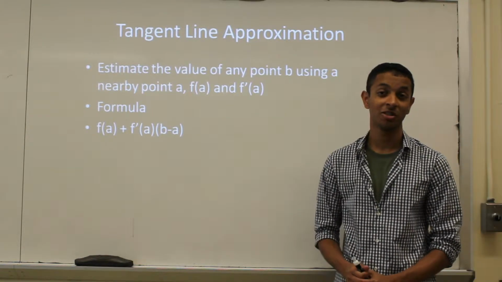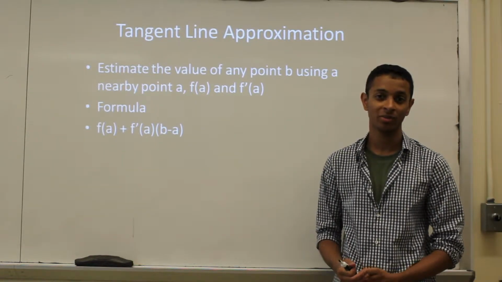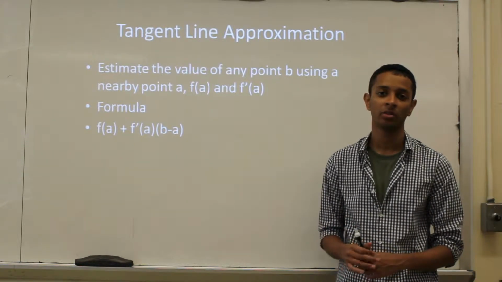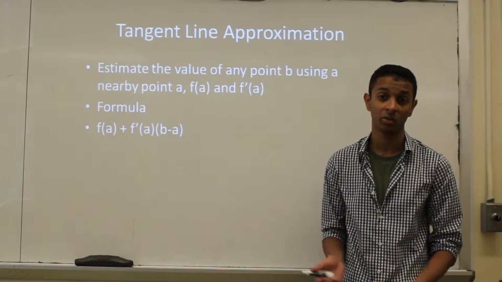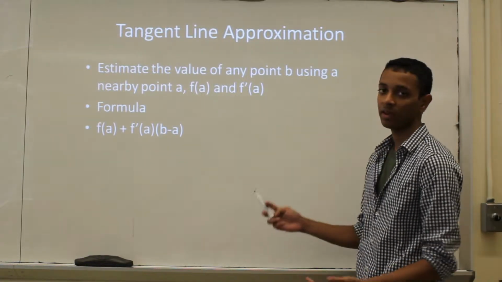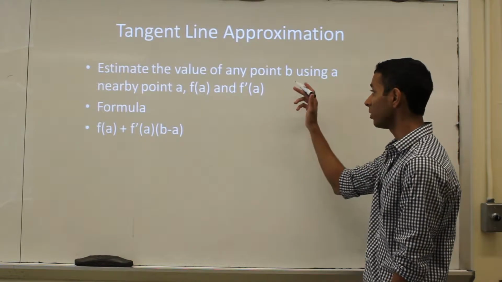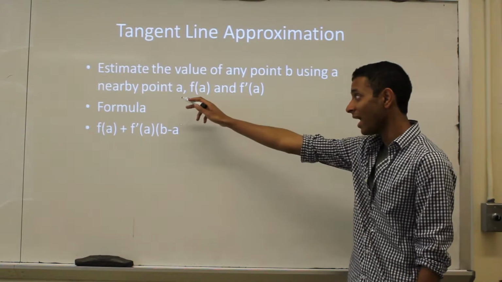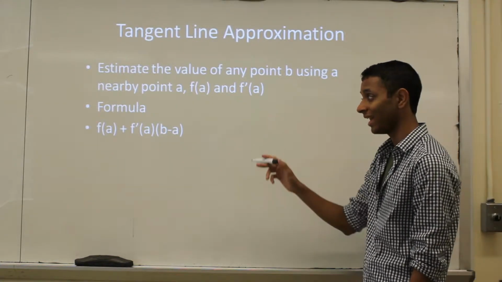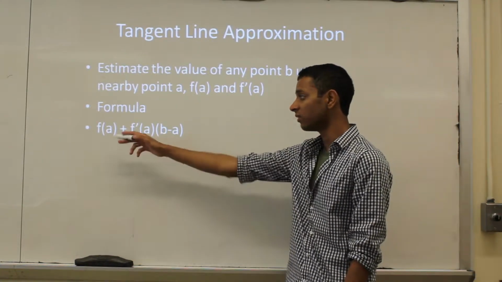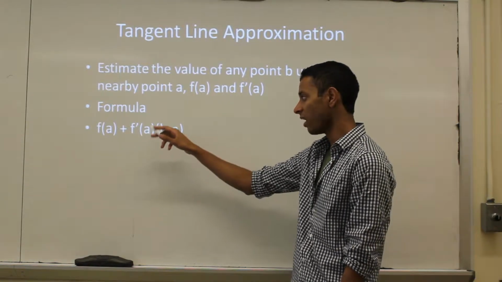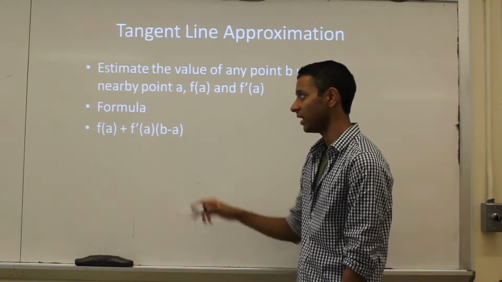Tangent line approximation is a useful calculus tool that helps you approximate or estimate the value of a function at a value that you wouldn't be able to do without some complicated tool like a calculator. This formula will allow you to easily approximate the value of any point b using a nearby point a, knowing the value of f of a and the value of f prime of a, or the slope at a. The formula is f of a plus f prime at a times b minus a.